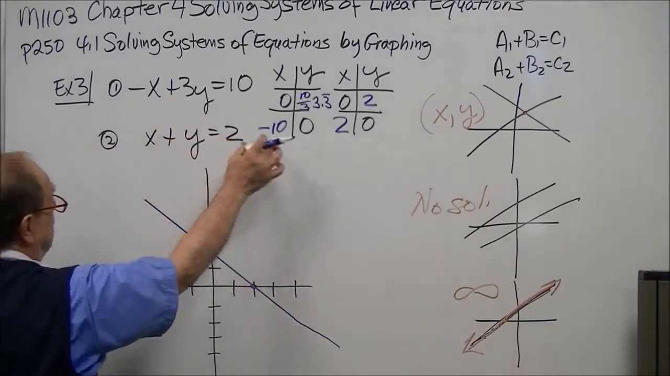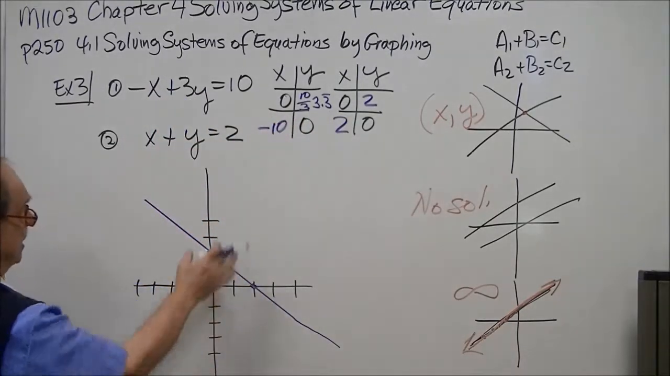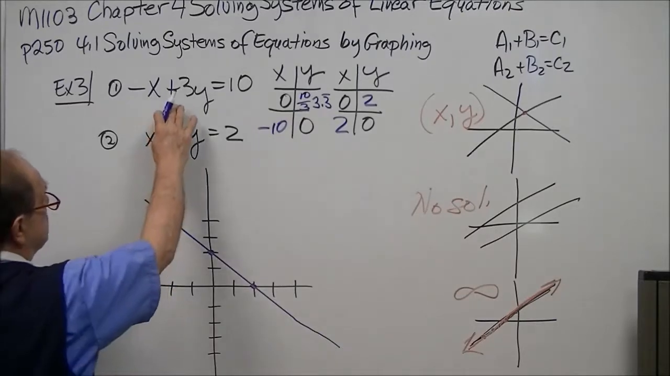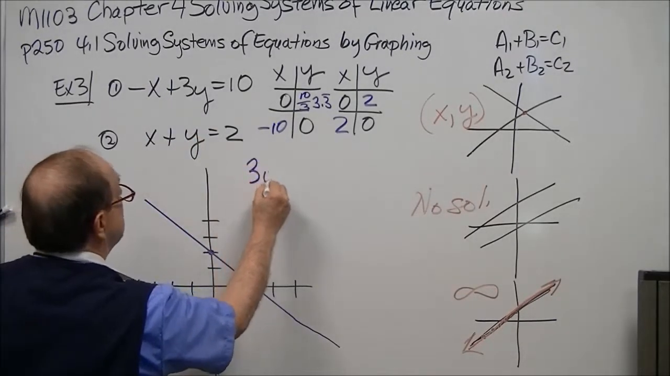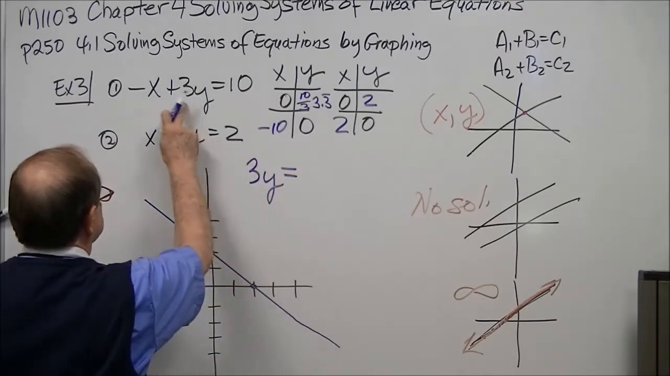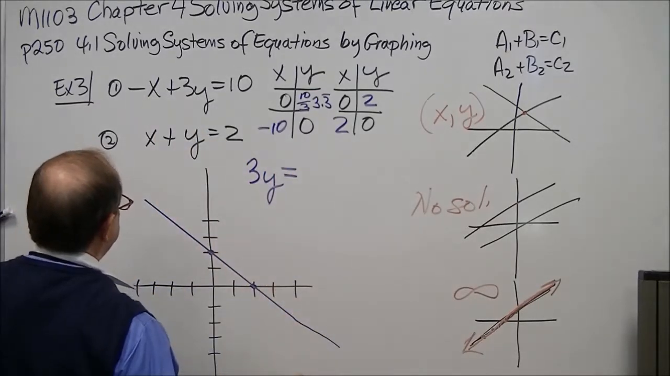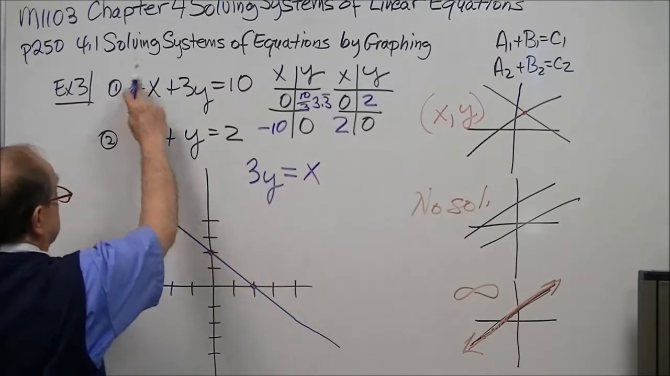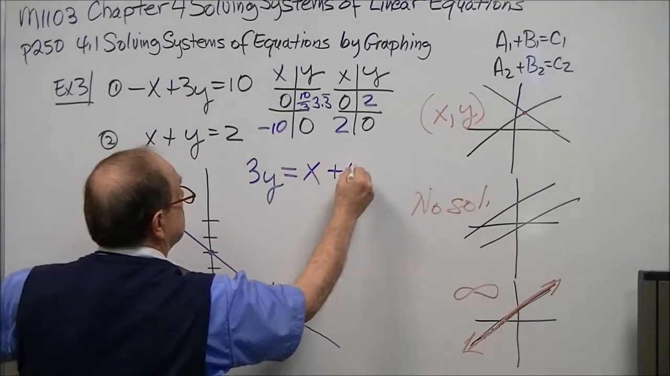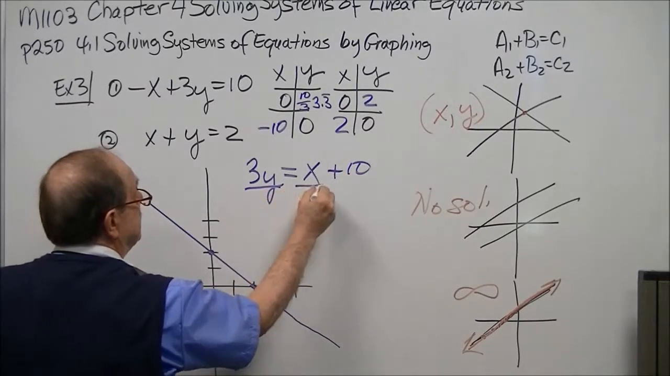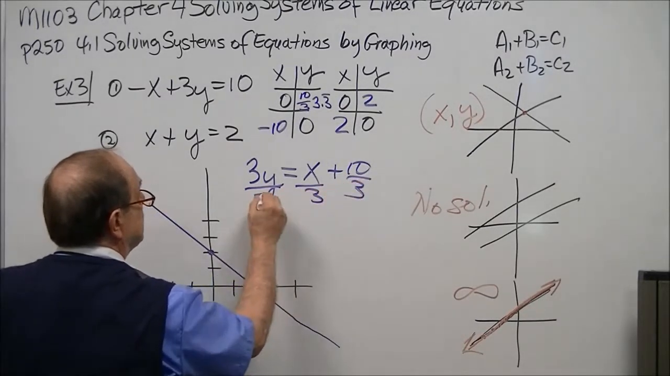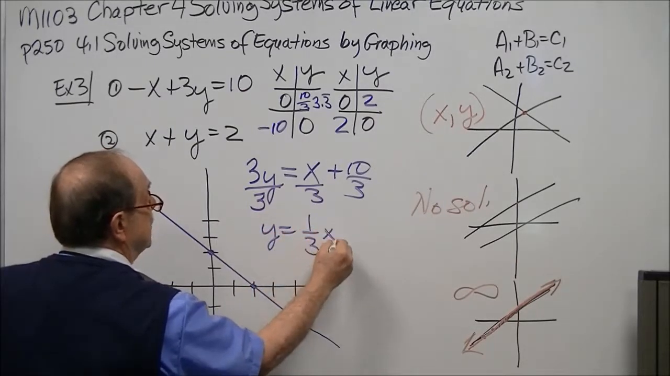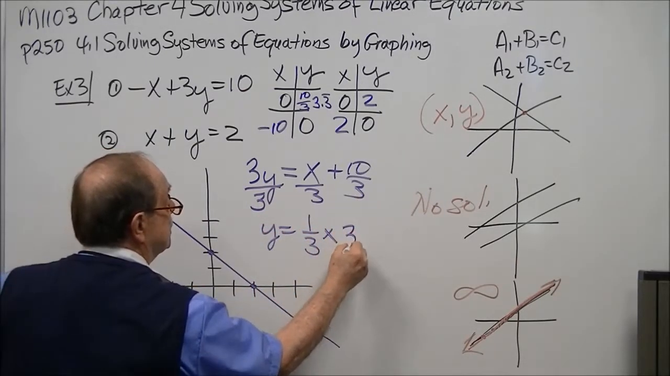So, again, I don't have a 10 on my graph here, so I can't plot that one. So I'm going to solve it for y. So 3y equals a positive x, as I bring that x over, transpose it, plus 10. So I divide everything by 3, and I get y equals 1/3 x plus 3 1/3.